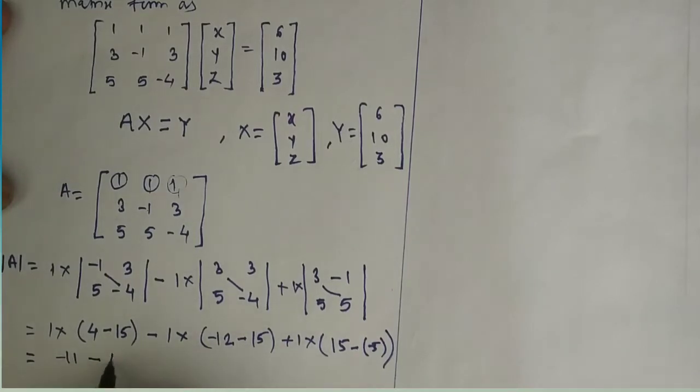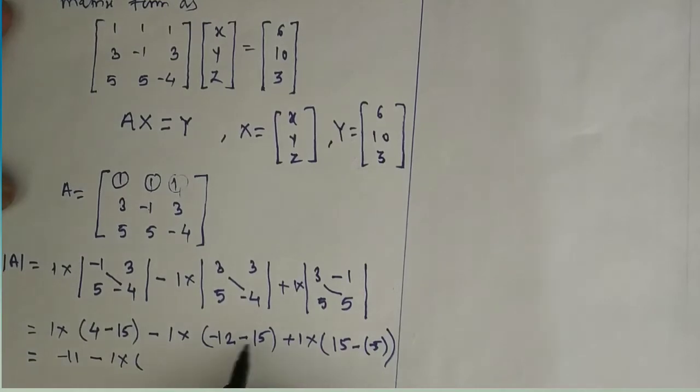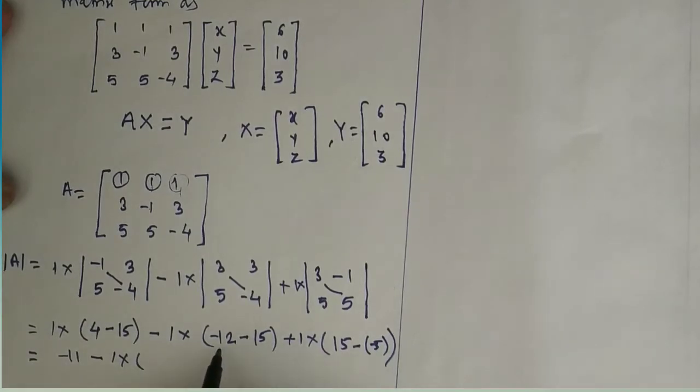Minus 1 into, what is this? Minus 12 and minus 15. You have to add these two numbers. 15 and 12 is what? 15 and 10 is 25, 25 plus 2, which is 27.